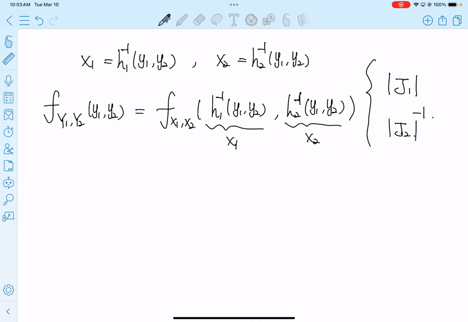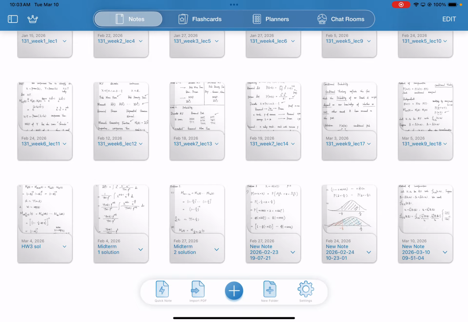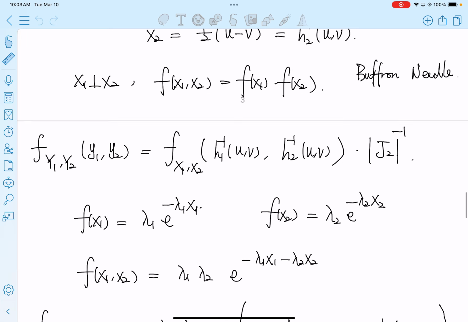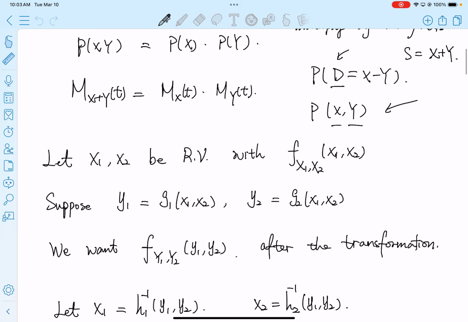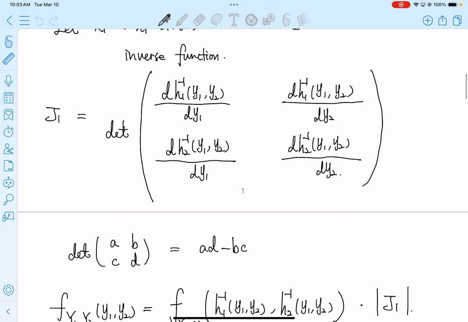So maybe I will just use the lecture notes from last week here. For J1, you take the derivative of the inverse function with respect to the new random variable y1, and then for the 1, 2 entry, you take the derivative with respect to y2. For the second row, you take the derivative of the second inverse function with respect to y1 and y2. That's your 2 by 2 matrix, and then you take the determinant of that, and that's your J1.